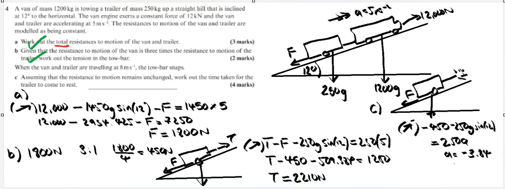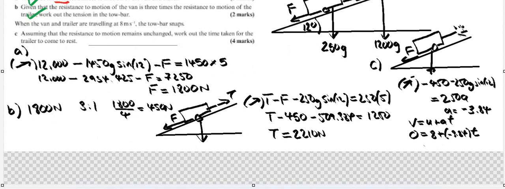Now, it wants to know how long it takes to slow down, so I need to link those together. Well, I'm going to use v equals u plus at. Okay, it's going to go to 0. It starts at 8 meters per second. I've got my acceleration of minus 3.84. That's the t that I want to know. And when I work it out, t is equal to 2.09 seconds.